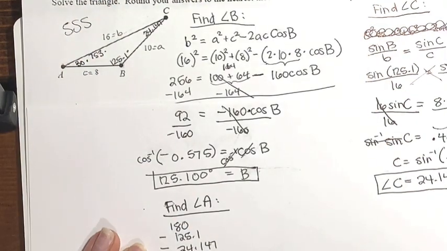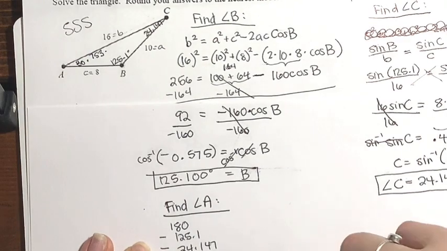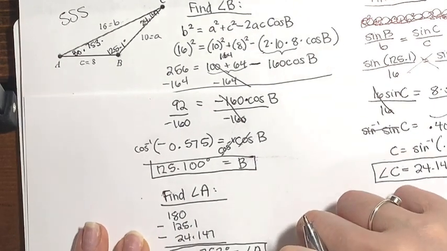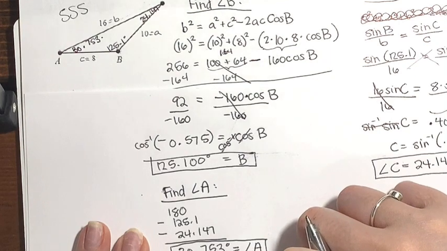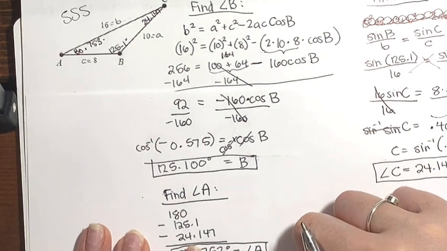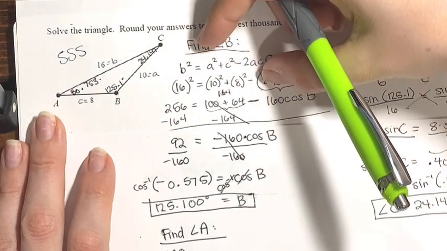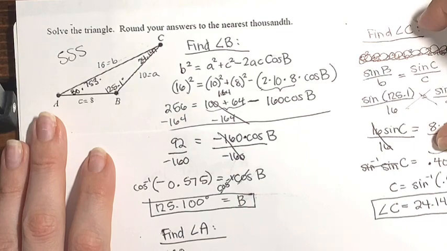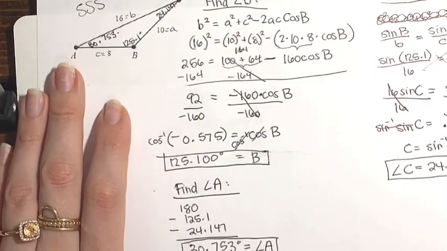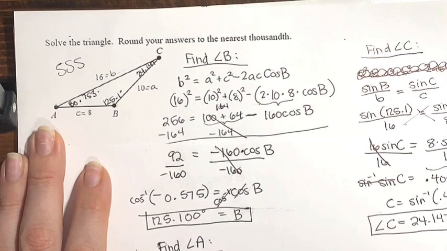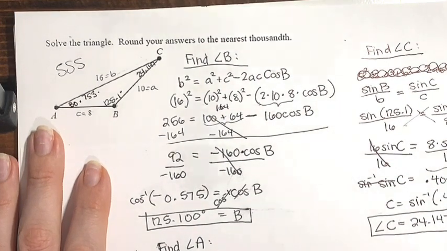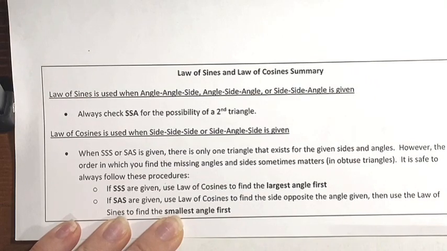So that is how you'll do your side-side-side triangles. Again, just make sure you're going in the proper order. For the side-side-side, you're going to find the biggest angle first, then the smaller angle, and then the middle sized angle. And that will be the order. So hopefully that makes sense for you guys. I do have one more thing I want to look at, which is just when to use law of sines versus law of cosines. Okay, so law of sines and law of cosines.